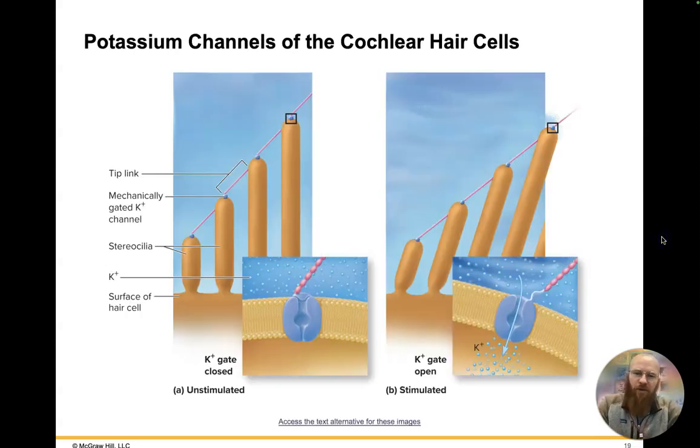So here's a couple of useful images to show you how this works with actually opening up these gated channels and allowing those potassium ions to flow into those hair cells. And again, that causes a release of neurotransmitter, depolarization, and then an action potential actually sends nervous information to the brain.